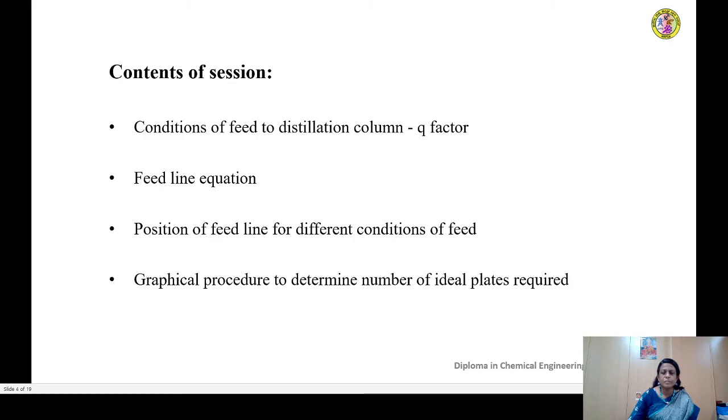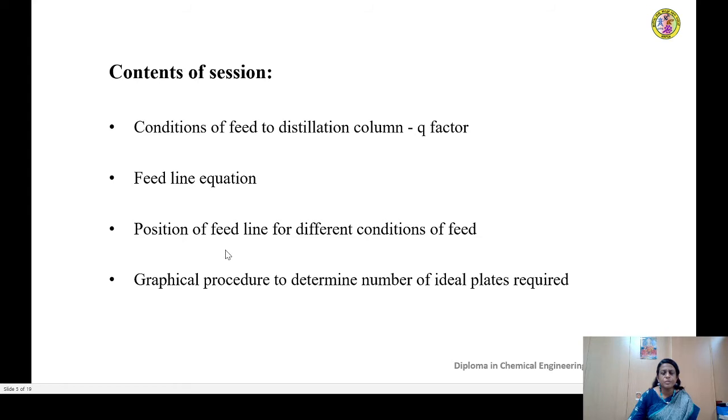So today we'll discuss the feed condition to the distillation column. At what condition does the feed enter the distillation column? In that discussion, we will come across a factor called the Q factor, which is used to describe the condition of feed that enters the distillation column. Then using the Q factor and other assumptions, we will derive the operating line equation for feed condition, called the feed line equation, which is also called the Q line equation.